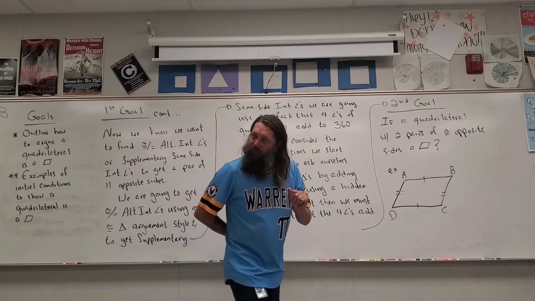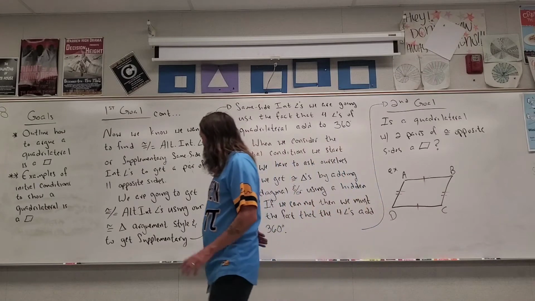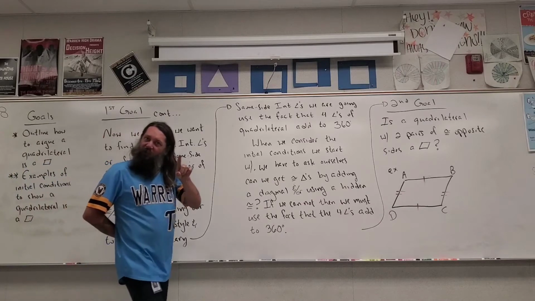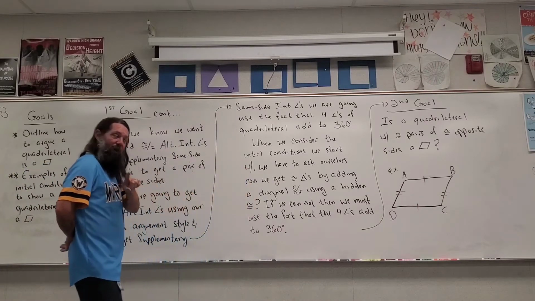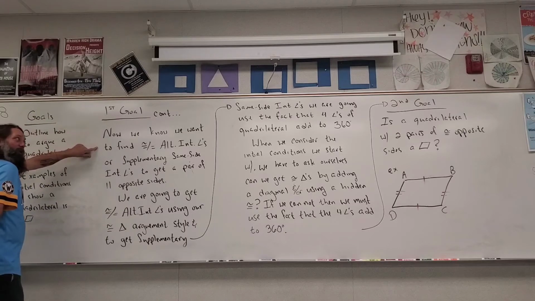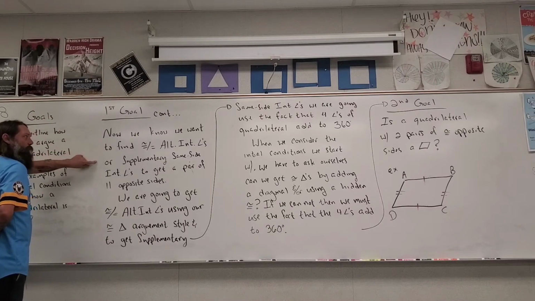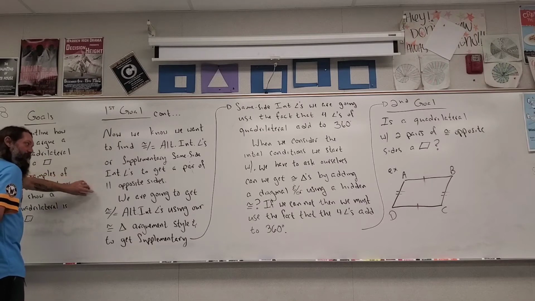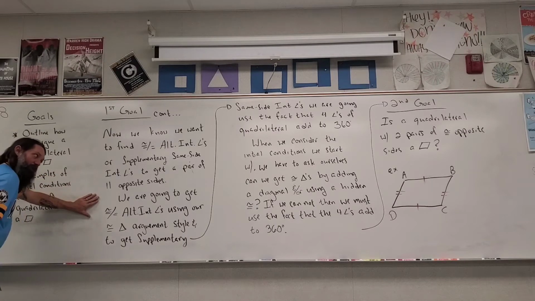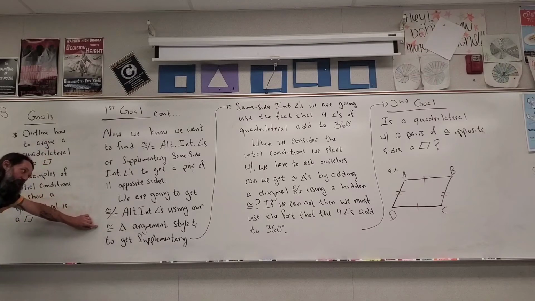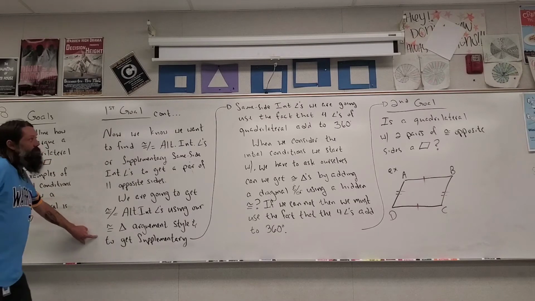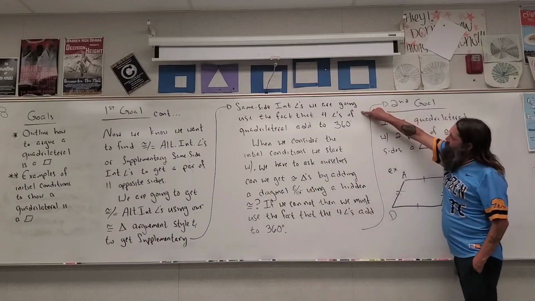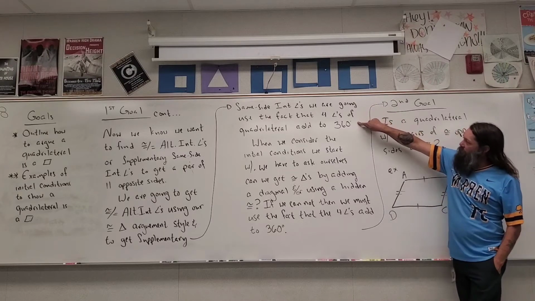I'm back. So let's go ahead and finish our first goal and finish outlining how to argue a quadrilateral is a parallelogram. Remember, I just showed you how to determine if opposite sides are parallel, so let's move on. Now we know we want to find congruent or equal alternate interior angles or supplementary same side interior angles to get a pair of parallel opposite sides. We're going to get congruent or equal alternate interior angles using our congruent triangle argument style. And to get supplementary same side interior angles, we're going to use the fact that the four angles of a quadrilateral add to 360 degrees.